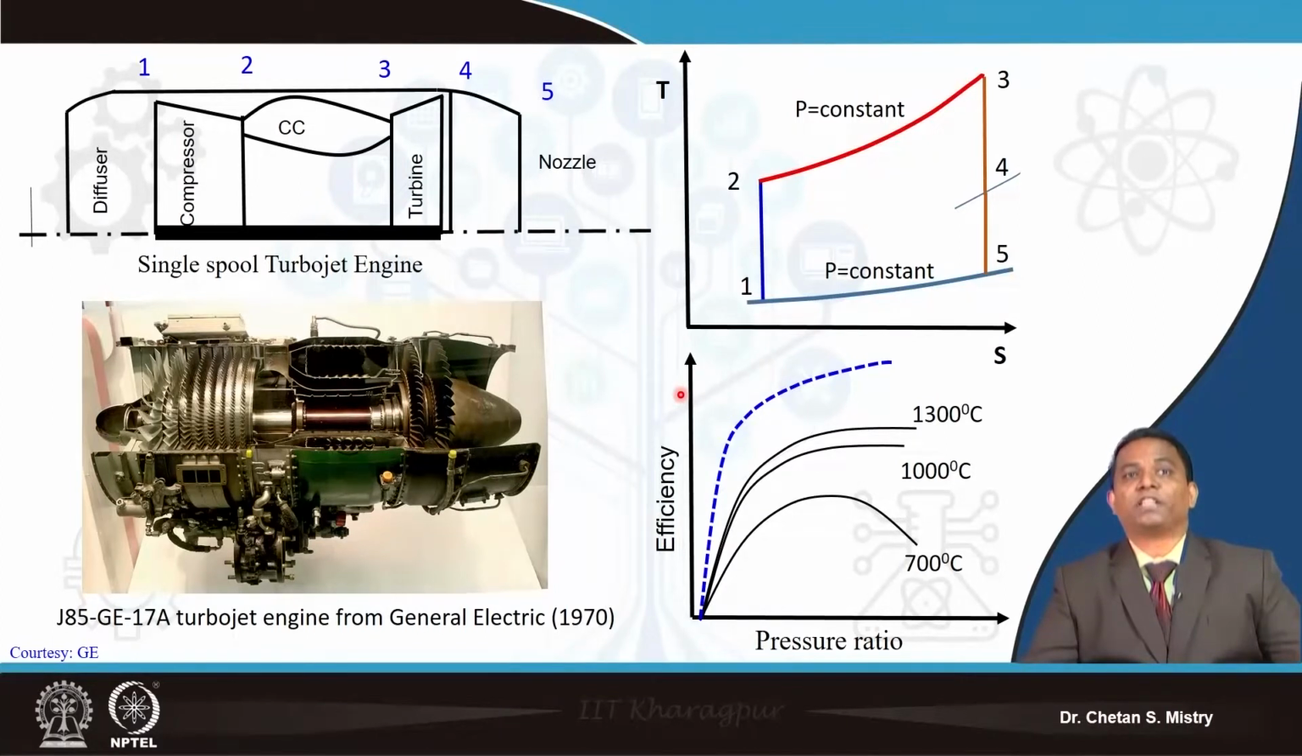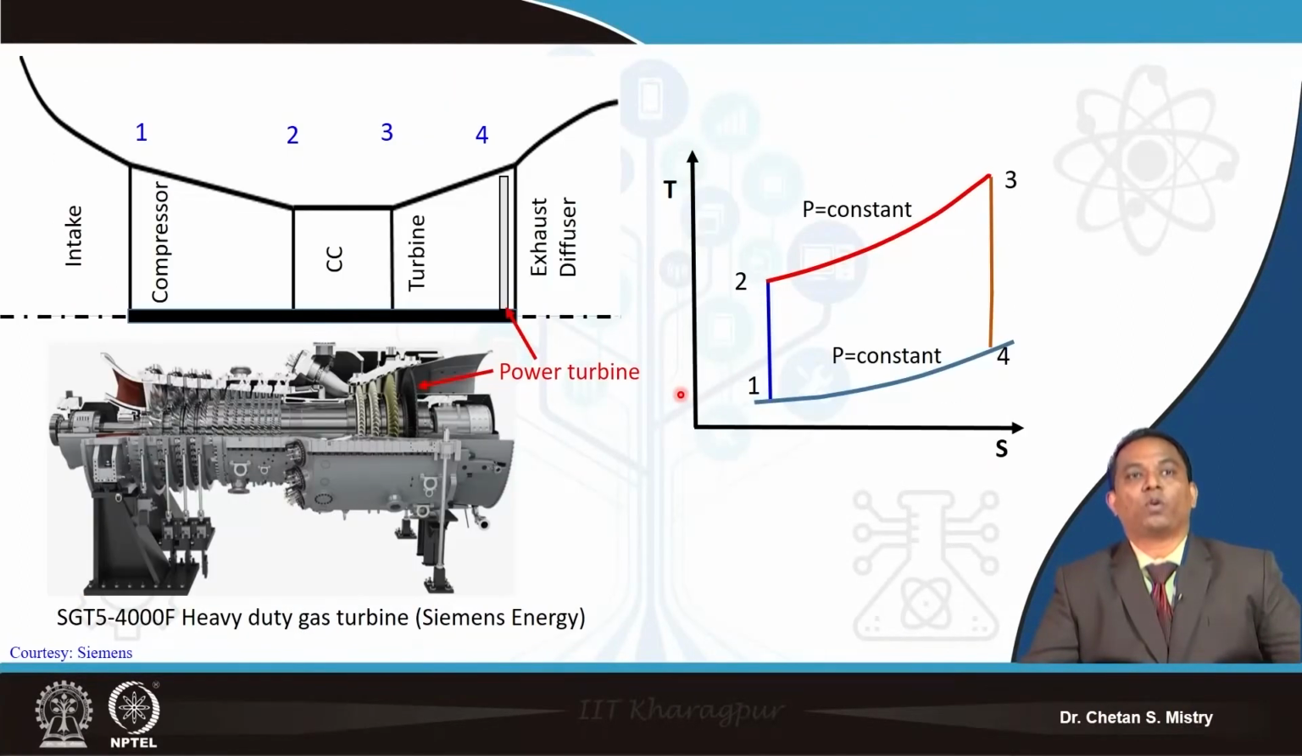So this is the aero engine, the gas turbine engine, being used for the generation of thrust. Now this represents the cut section of the engine.